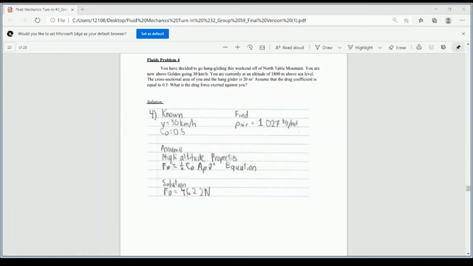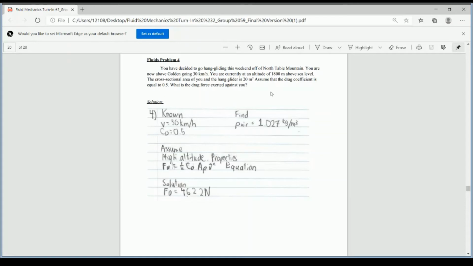So the second problem that I have here is a hang glider problem, which I thought would be a nice one for drag. So you have your hang glider, you're going hang gliding off of North Table Mountain, and you're going at 30 kilometers an hour, and the altitude is 1,800 meters above sea level.